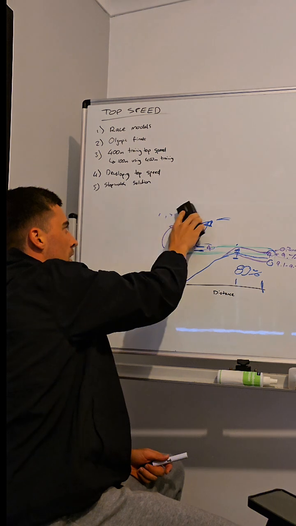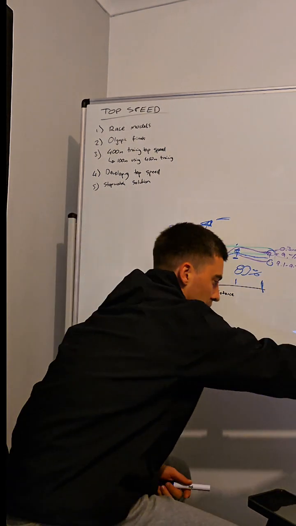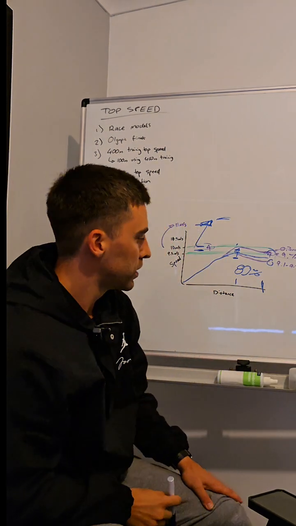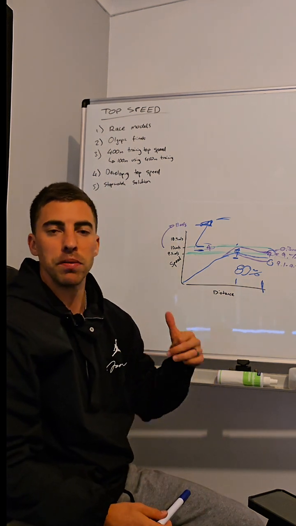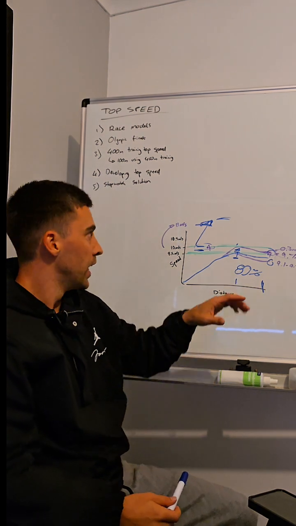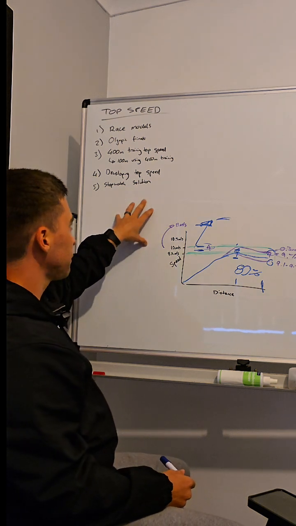I would still train for top speed. I wouldn't really deviate to training like a 400-meter sprinter. In fact, the only thing I'm really driving home here is that a 400-meter sprinter should probably train more like a 100-meter sprinter, just in terms of developing top speed.